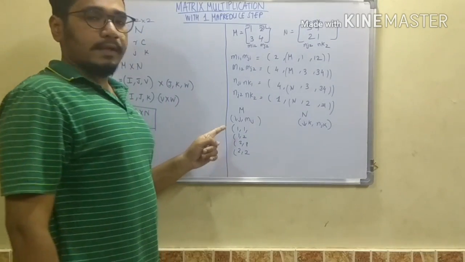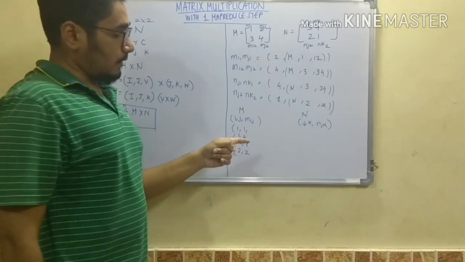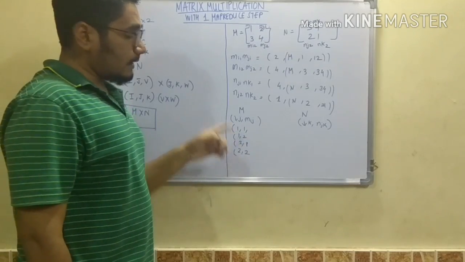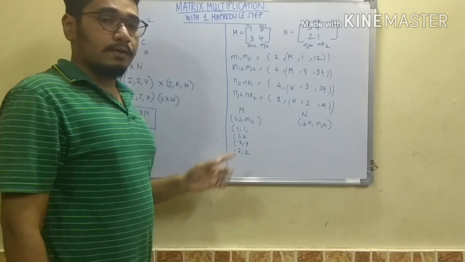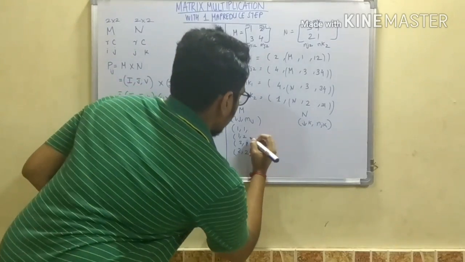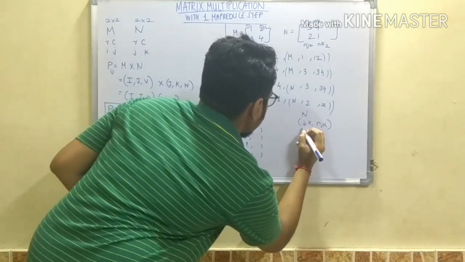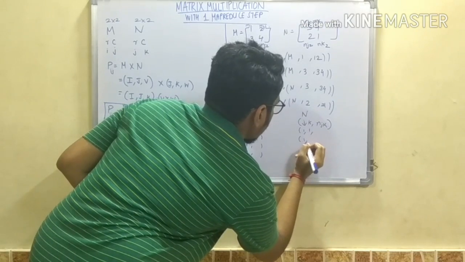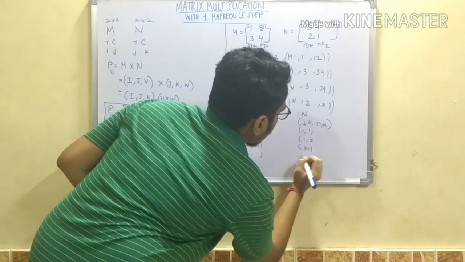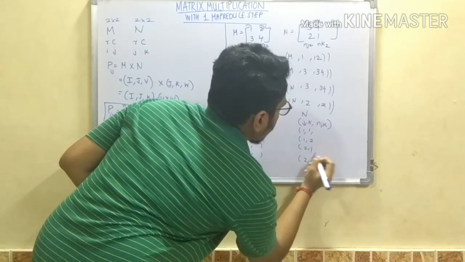So this represents the first row first column, first row second column, second row first column, and second row second column. And similarly for this you can also write here, that is 1 comma 1, 1 comma 2, 2 comma 1 and 2 comma 2.